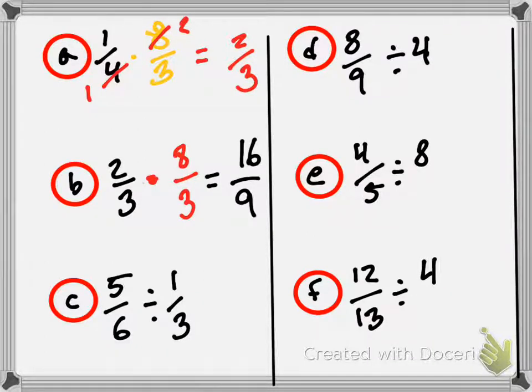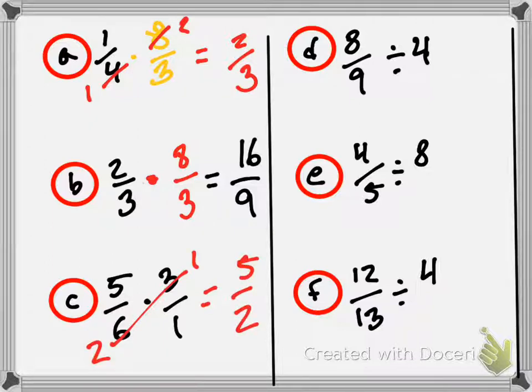This one, we flip it again. We do our flip. We get 3 over 1. Can I cross cancel anything? Yes. I cross these. 1, 2. We get 5 over 2. Can't simplify that anymore besides making it a mixed number, which I'm not going to do.